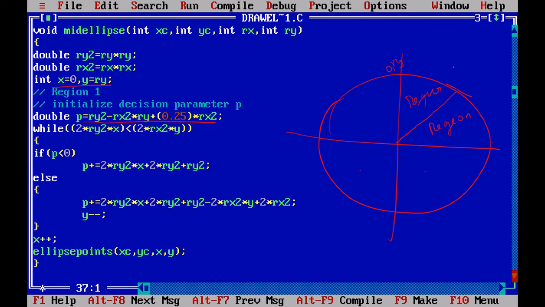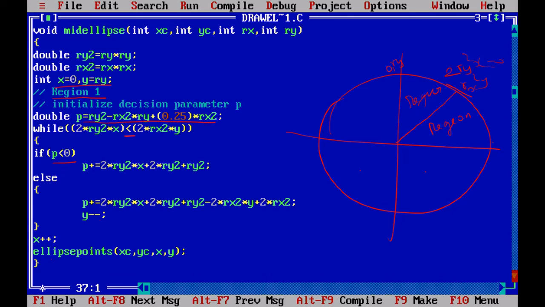At this particular point, we say 2 ry square x is equal to 2 rx square y. Till that condition holds, we check whether p is less than 0. If p is less than 0, we say p is equal to p plus 2 ry square x plus 2 ry square plus ry square. Else we decrement the y value and calculate the new value, and we increment x plus plus, which is common for both if and else, and we call the ellipse points. This is for region 1.